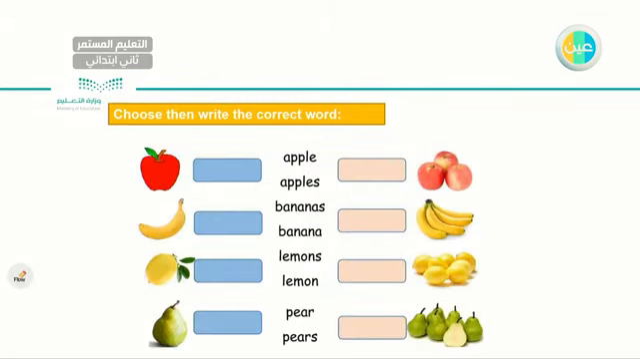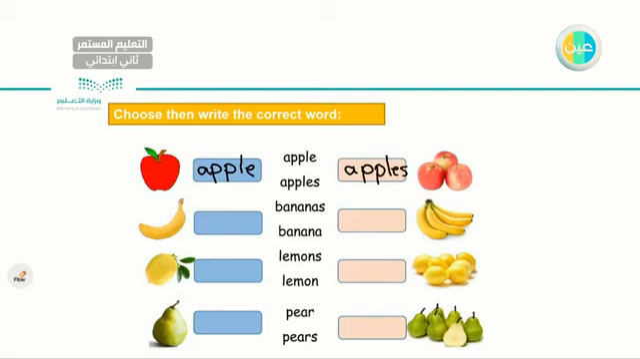Now let's try to do this one. Choose, then write the correct word. As you can see, to your left, I have singular, just one. But to your right, I have more than one. I have up to 3, 6, 5. So let's start. Apple and apples. Apple, singular, so I will write it here. Very good. While apples are plural. So I have apples. Very good.